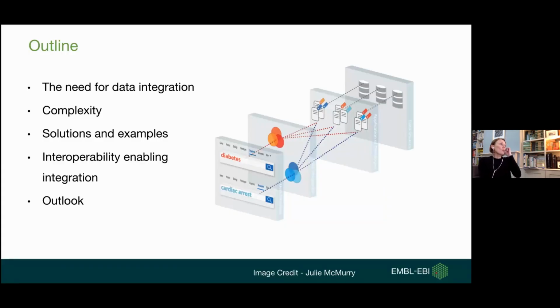So in this talk, I'll talk a bit about the need for data integration, some of the complexity, and some of the federation that Ollie spoke about at the beginning. I'll talk about solutions and example scenarios, and I have a diversity of those. I'll talk about interoperability, enabling integration, and some of the outlook and where I think the world is going, and some of the things I think will be challenging.